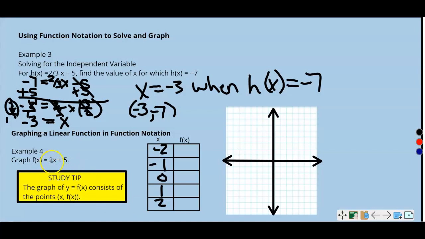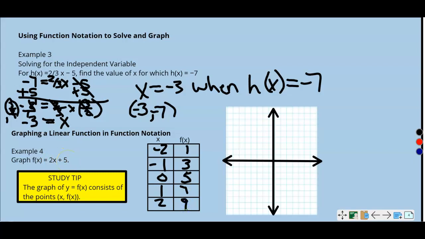All right, so just plug these in one at a time. -2 times 2 is -4. -4 plus 5 is 1. If you need to write these down to do this, by all means, please do so. -1 times 2 is -2. -2 plus 5 is 3. 0 times anything is 0. 0 plus 5 is 5. Then plug in 1. 1 times 2 is 2. 2 plus 5 is 7. And then 2 times 2 is 4. 4 plus 5 is 9.